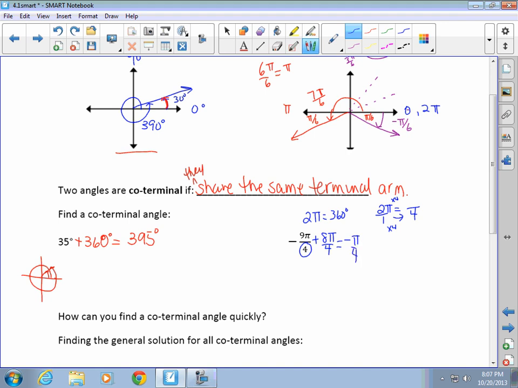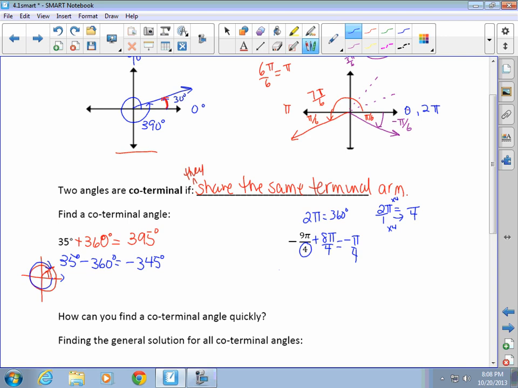In both of these cases, if 35 degrees is here, what I could do too is go in the opposite direction. I could go this way and end up with the same coterminal arm. Because remember, it has to start on that positive x-axis and end at the same spot. It doesn't say it has to go in a positive direction. So this one I could have done 35 degrees minus my 360, which would give me a negative 345 degrees.